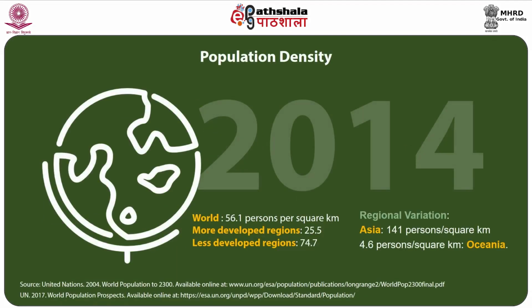Similarly, if we look at the regional variations, Asia has the highest density of population, as high as 141 persons per square kilometer, whereas a region like Oceania has only 4.6 persons per square kilometer. And for the world as a whole, the density is 56.1 in 2014, which clearly indicates the regional variations.